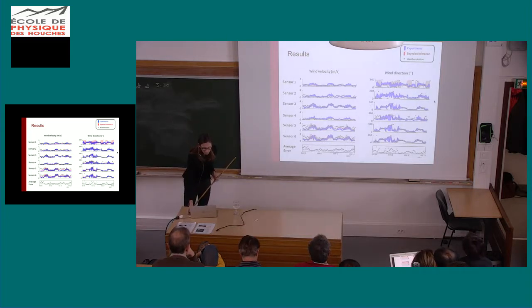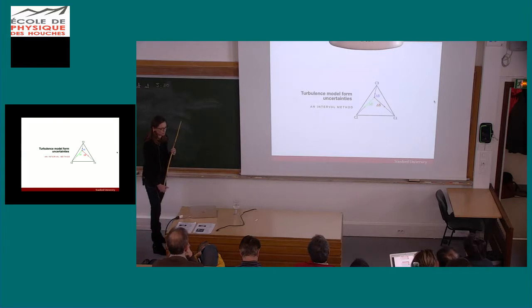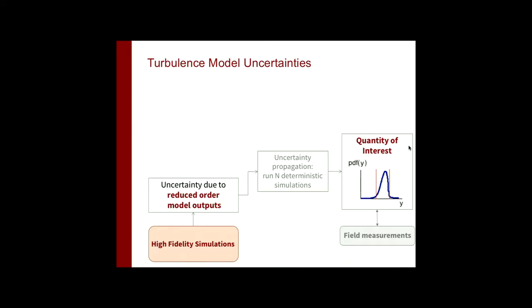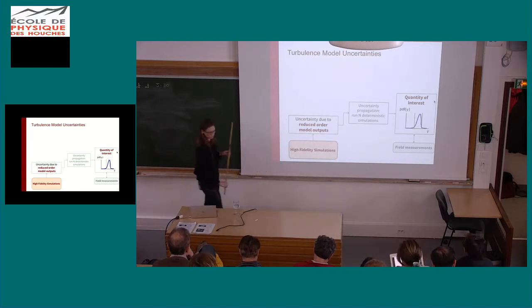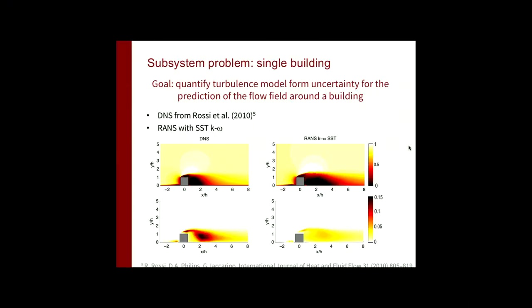Okay, these were my 3 inflow uncertainty cases, and now I'm going to totally shift gears and talk about turbulence model form uncertainties, where we're trying to develop this interval method. What we want to do here is get an idea of what the uncertainty is due to the reduced model outputs. And in our case, we used high fidelity simulations. Because we cannot do a high fidelity simulation of Oklahoma City, we can, but it's extremely tricky.